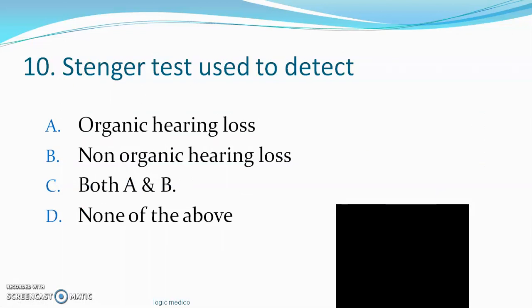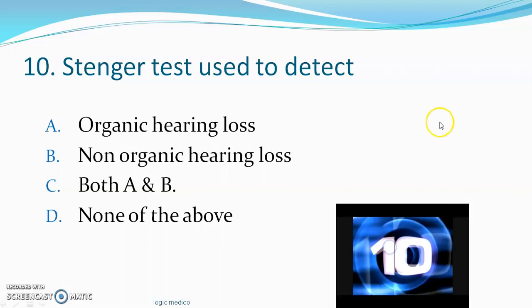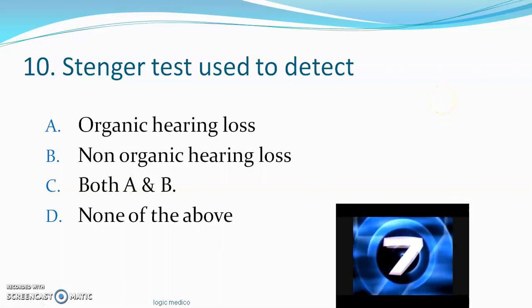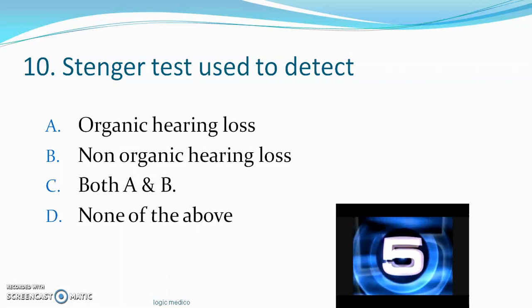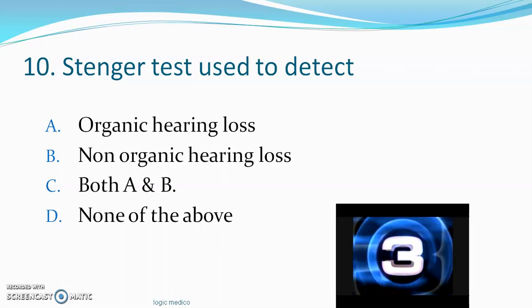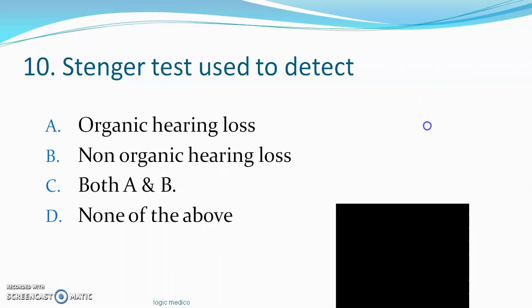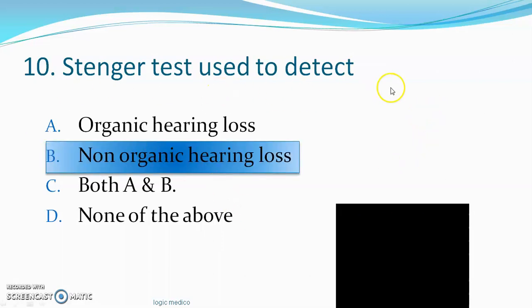Stenger test is used to detect, this you should tell correctly. If you have seen my previous video completely, you will be able to tell this correctly. Options: organic hearing loss, non-organic hearing loss, both A and B, none of the above. Time starts now. So the answer is option B, non-organic hearing loss. I have explained the Stenger test in my previous video, part 8. If you are interested, you can see that video properly.